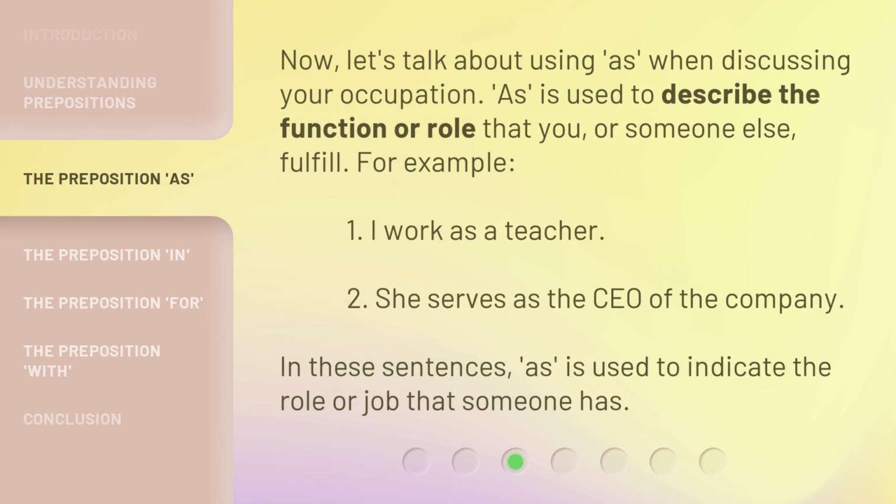Now, let's talk about using "as" when discussing your occupation. "As" is used to describe the function or role that you, or someone else, fulfill. For example, 1. I work as a teacher. 2. She serves as the CEO of the company. In these sentences, "as" is used to indicate the role or job that someone has.